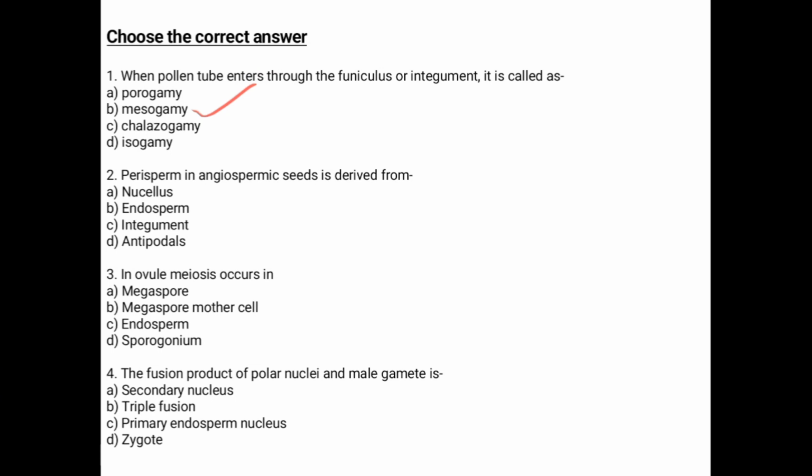In ovule, meiosis occurs in megaspore mother cells. Then the fourth one, the fusion product of polar nuclei and male gamete is primary endosperm nucleus, because it is a triploid structure which forms the endosperm. So the answer is primary endosperm nucleus.